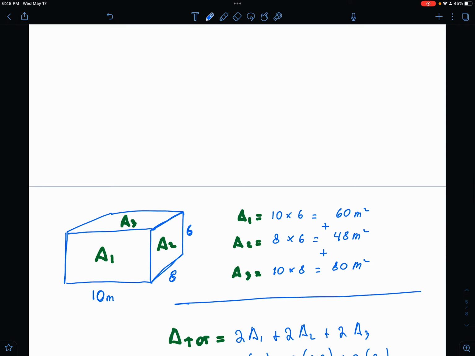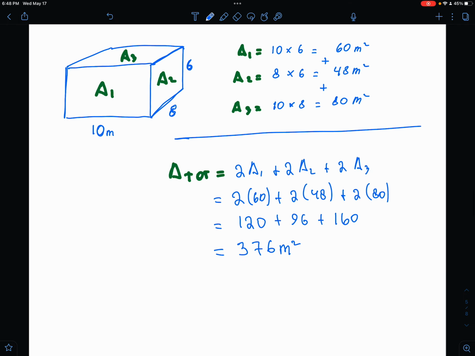In this case, if we had everything, we would write something like this. 2A1, 2A2, and 2A3, replace the numbers, and we get our final answer. That's 376 square meters. So this is what your answers should look like. It's a little bit more writing, but it gets it organized, and you will not make mistakes in this way.